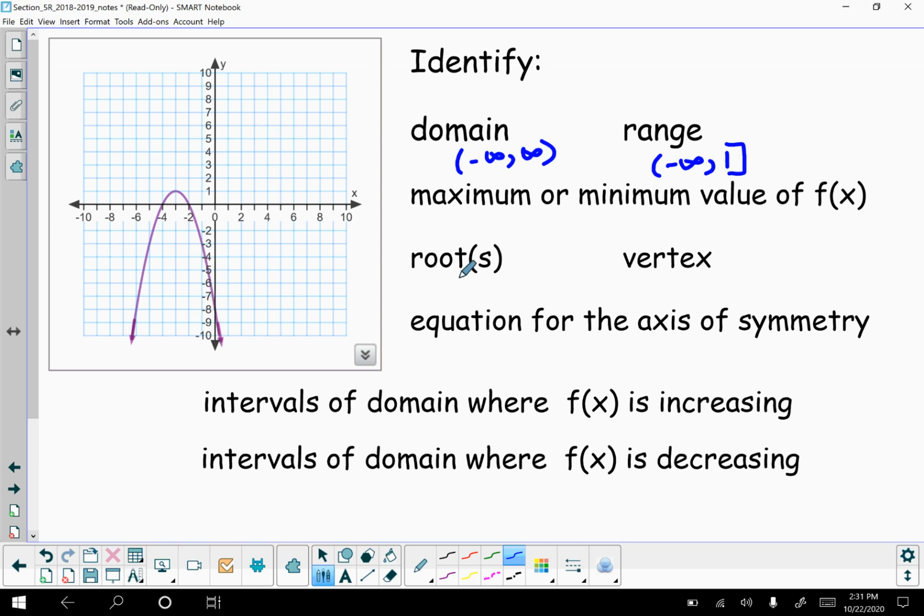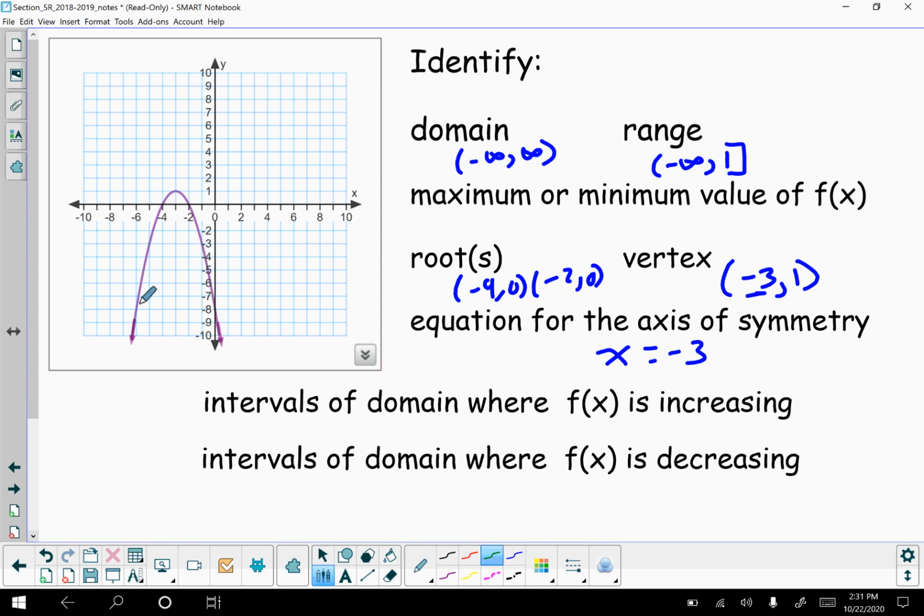The roots for this one are going to be (-4, 0) and (-2, 0). And my vertex appears to be (-3, 1). The equation of the axis of symmetry is always the x component of the vertex, so x equals -3.